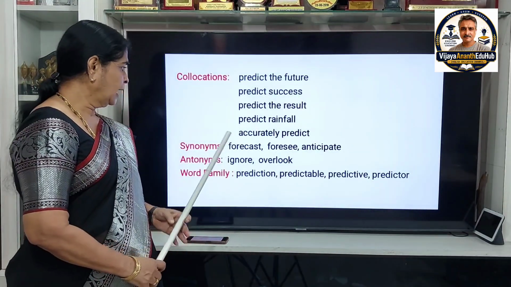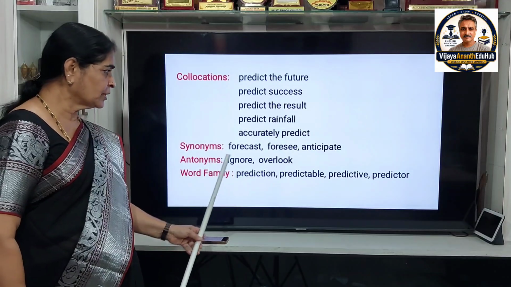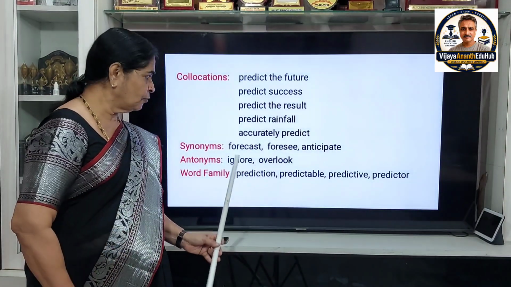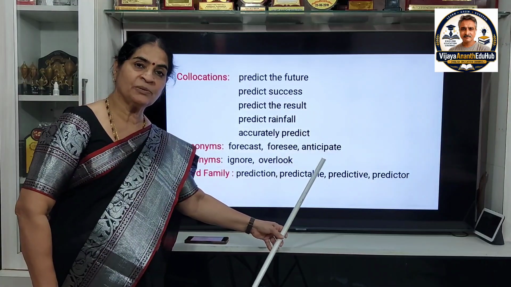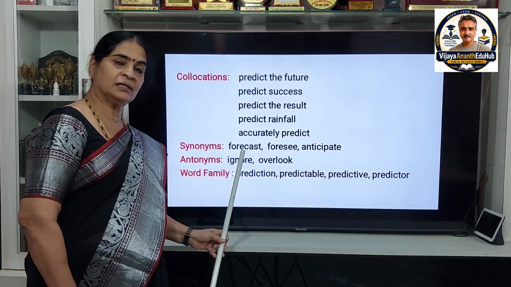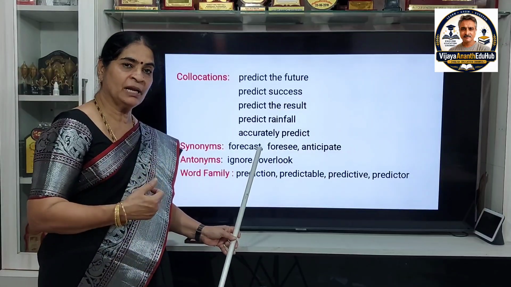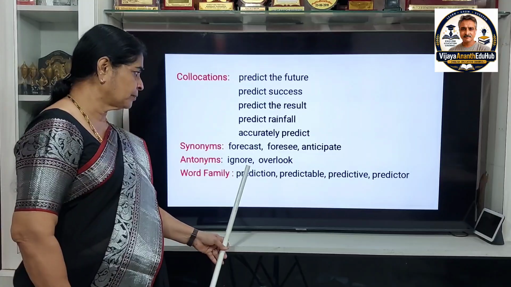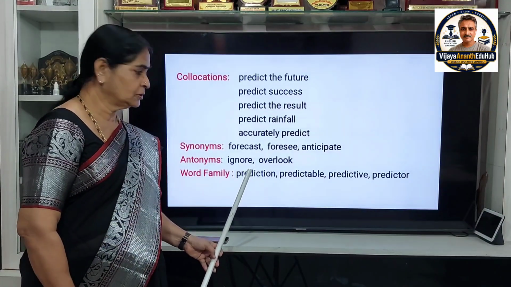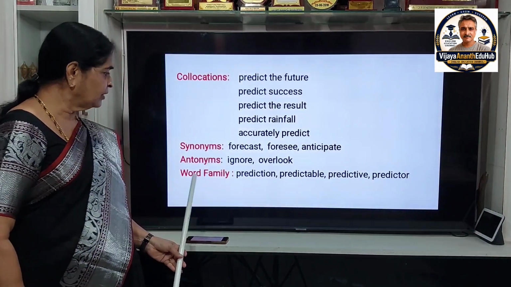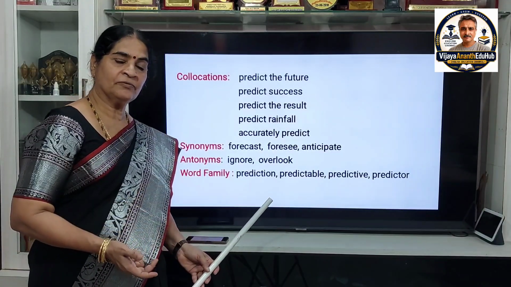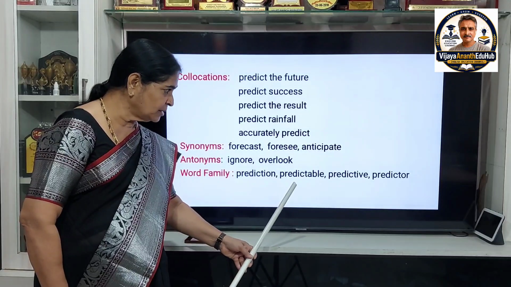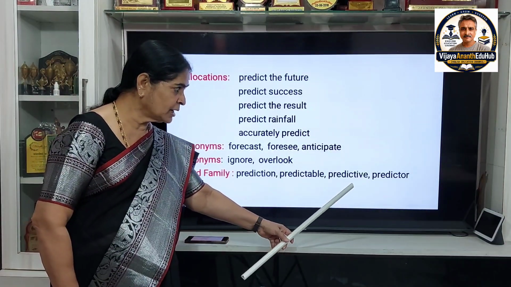And the synonyms of predict: forecast. Synonyms means the words which give similar meaning. Forecast, foresee, anticipate. All these three words carry a similar meaning to predict. The antonyms, which give the opposite meaning: ignore, overlook. And the word family, the other words developed from the word predict, are prediction, predictable, predictive, predictor.